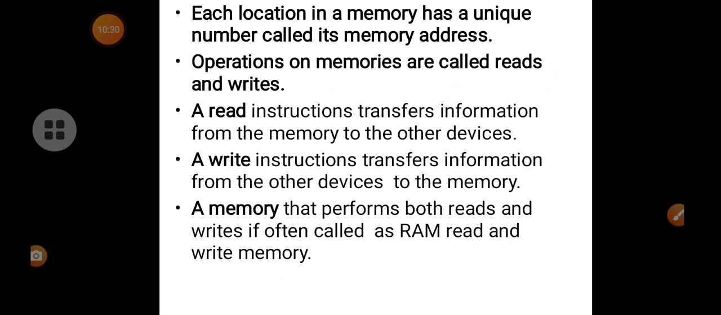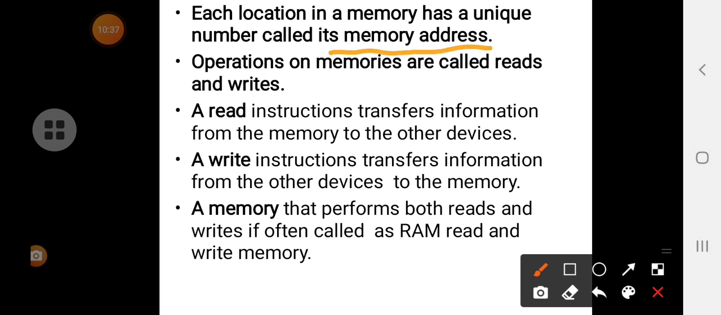Next, each location in a memory has a unique number called its memory address. Memory address means each location in that memory has one unique, separate number which is not shared with other locations. Operations on this memory are called reads and writes. You have to know what is meant by a read operation and what is meant by a write operation.